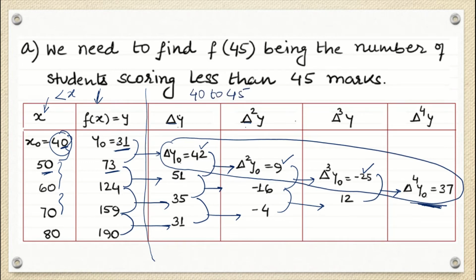Okay, between 40 to 45. I need to know how many students have scored marks less than 40. I need to know how many students have scored marks less than 45. And then the difference between these two values will be the answer.